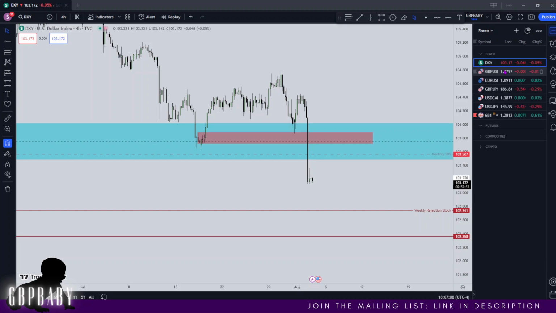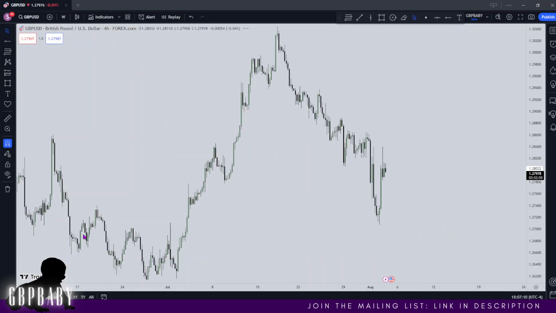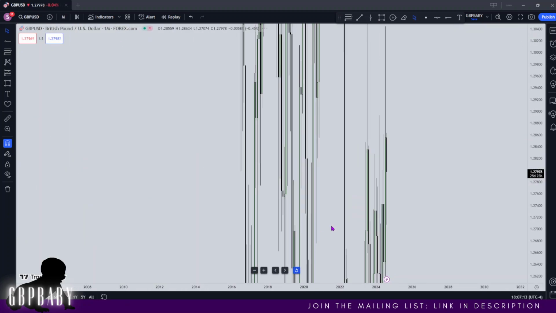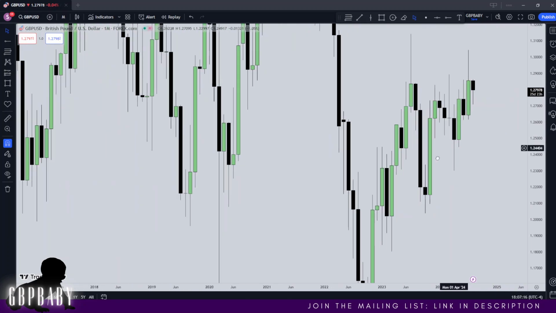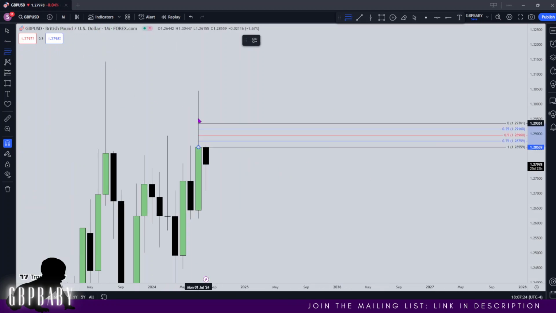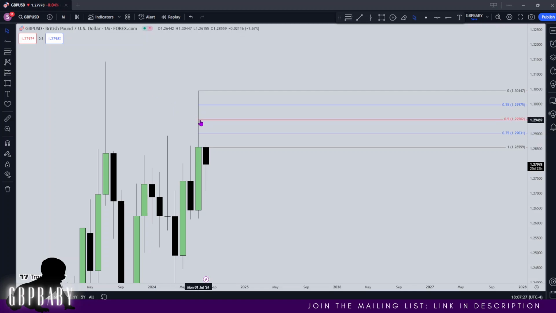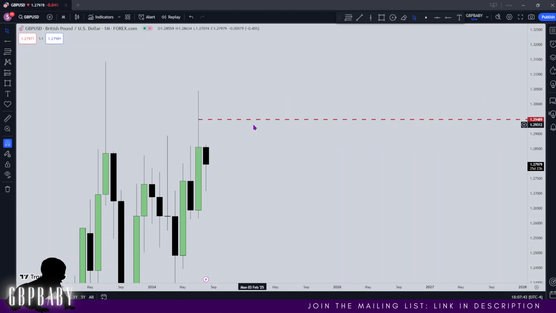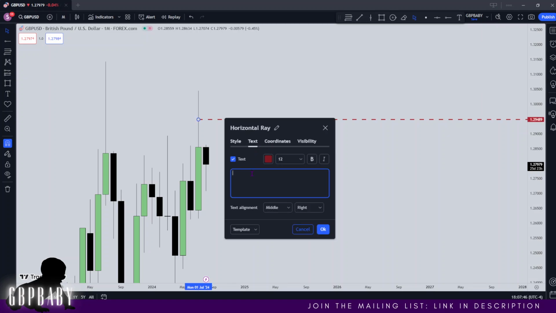Let's now head over to GBP USD, and we'll start here on the monthly as well. So obviously, if we're expecting lower prices on dollar, we want to see higher prices on GBP. Now, here's the monthly. I am going to mark out the consequent encroachment of this large wick as our first target. Once price gets to that, if that happens, that's great. But after we reach this point, then and only then will I think about the high. But first, it needs to try and get to the consequent encroachment. So let's get that delineated as our monthly target for buy side. I'll put monthly CE for consequent encroachment.